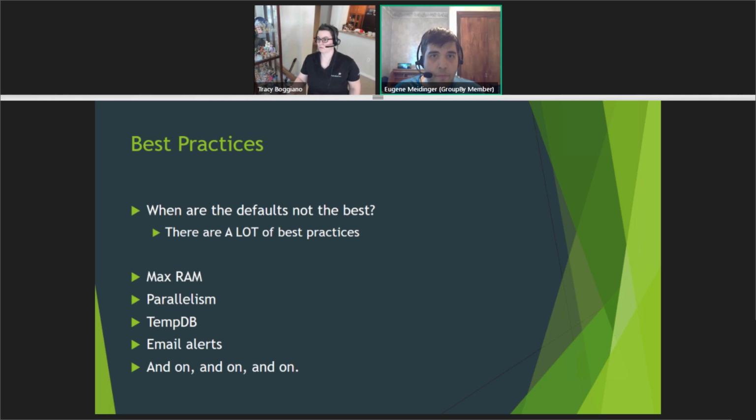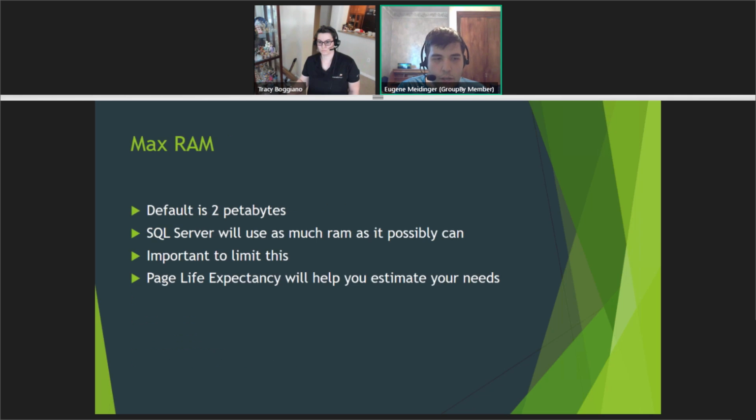So that's managing RAM, that's managing parallelism, that's configuring TempDB, and that's setting up email alerts, right? But there's a bunch of other things. There's some things that might come up in the demo as well. But some of the ones I just want to talk about.